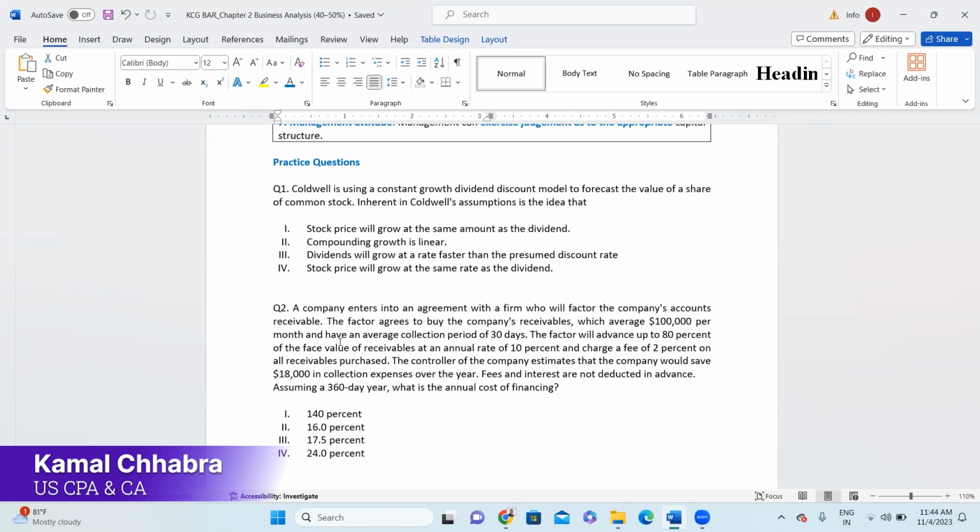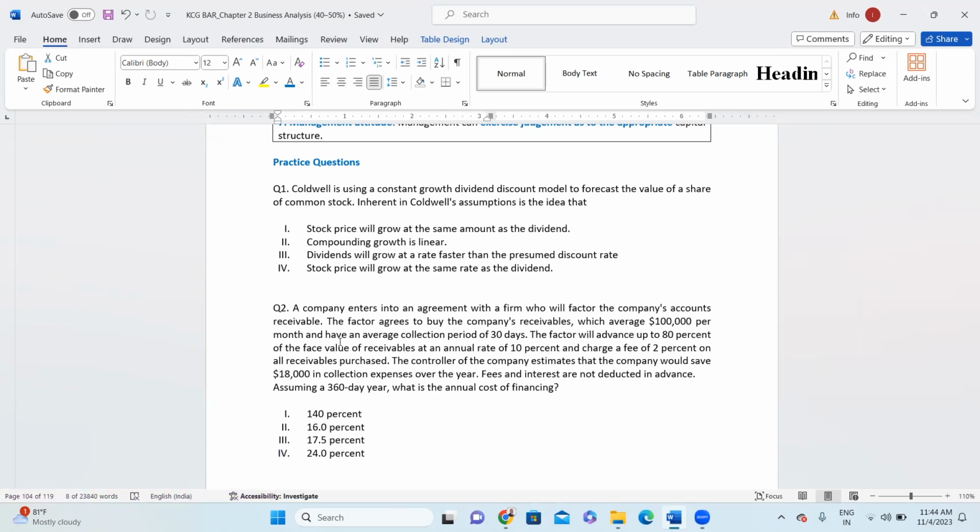The factor agrees to buy the company's receivable, which averages 100,000 per month and has an average collection period of 30 days. The factor will advance up to 80% of the face value of receivable at an annual rate of 10% and charge a fee of 2% on all receivable purchased, right? The controller of the company estimates that the company would save $18,000 in collection expense over the year. Fee and interest is not deducted in advance.